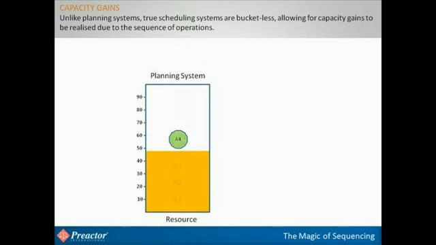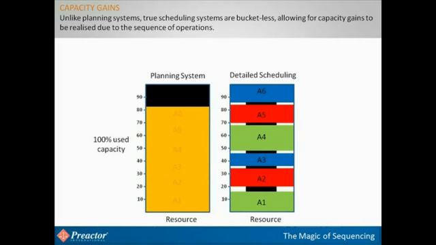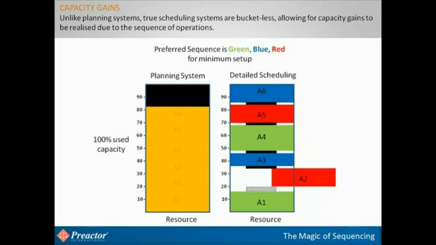Here we have added the orders up to the maximum capacity of the resource for this period, or bucket of time. Now let us look at the same load in a scheduling system. Here we have preserved the sequence that we load at each batch, and added the setup time between each. The preferred sequence is green, blue, then red, as this will minimize the setup time, and by doing this we have a capacity gain, or increased efficiency.